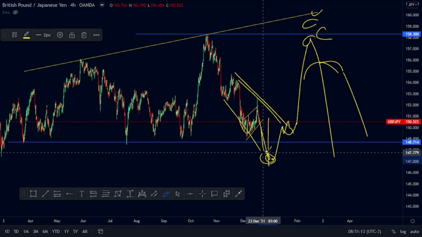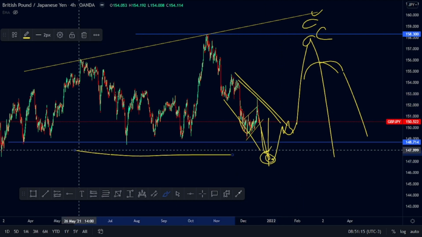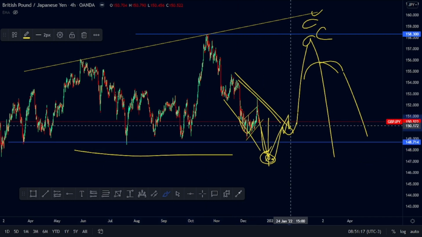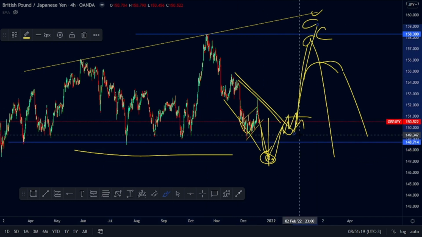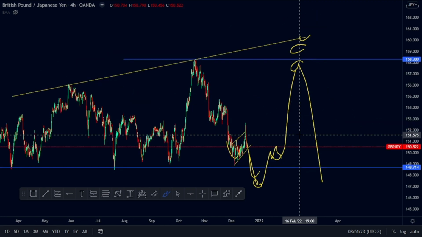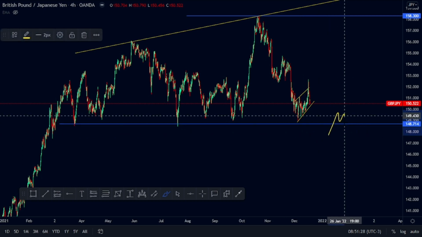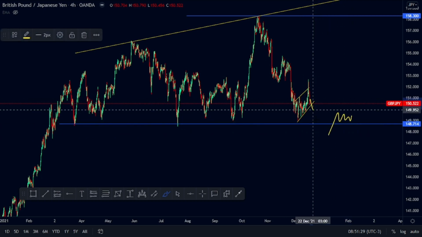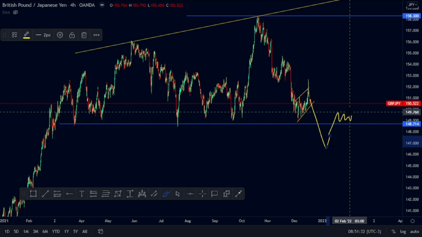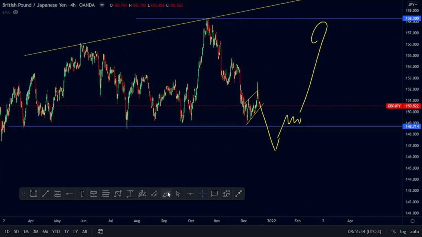This structure is a possible structure that we use to catch people on the wrong side of the market. So price will break below just to take those stop losses that are placed below here, then push back inside, give us a continuation pattern towards the upside there. So currently we're looking for a short-term buy towards the upside on GBPJPY, around this area, after that liquidation has happened.